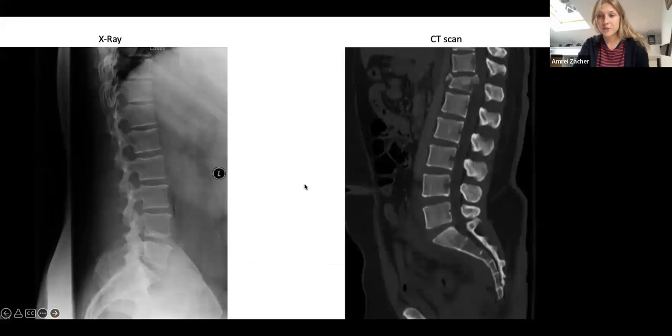I brought you some pictures. So here you can see a spinal X-ray, and as you can see, you can basically only see the bone. And this one is a normal spinal X-ray, so there are no pathologies in this case. And the other one is a CT scan. So you can see the bone very well, but you can also see a little bit more of the soft tissue around. So it's a bit better than an X-ray in terms of soft tissue, but it's not really good either.